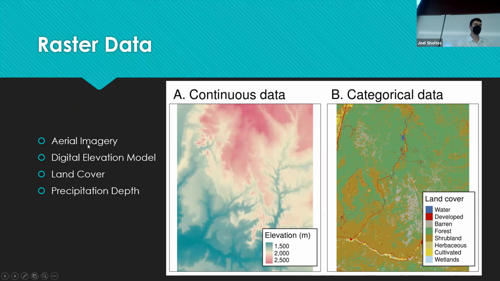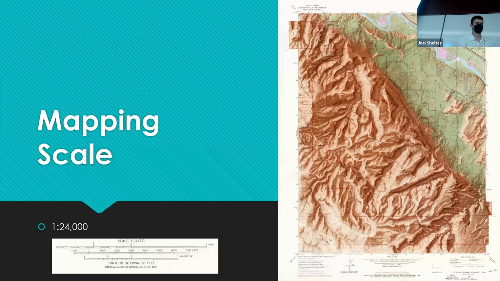Here are some other examples. Aerial imagery, we'll use a lot of aerial imagery, which has been taken from an airplane or a drone and then georeferenced, so that it lines up in a coordinate system. Digital elevation models, land cover, precipitation. You can imagine a raster of precipitation, annual average precipitation, for example. A lot of information out there.